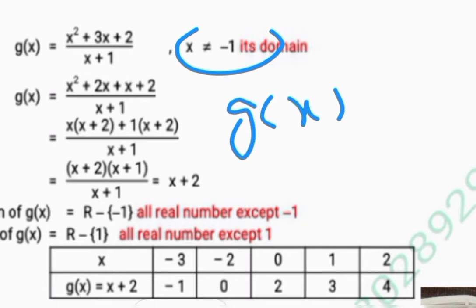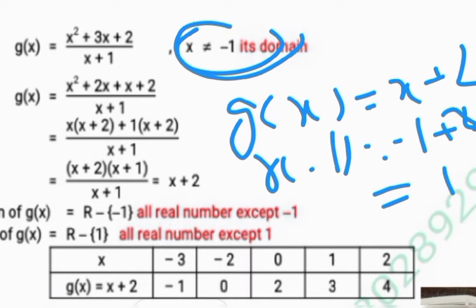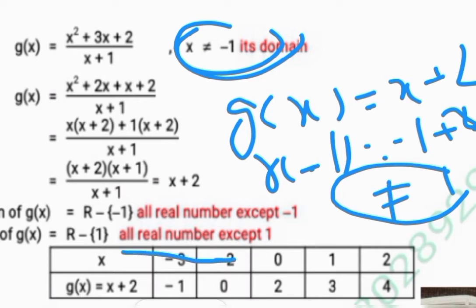We have a function g of x is equal to x plus 2. If we put -1 here, -1 plus 2, that is 1. This means if x is not equal to -1 is not in the domain, the answer will not be in the range. So the range is the set of all real numbers except 1, that is, we have to subtract 1 from the set of real numbers.